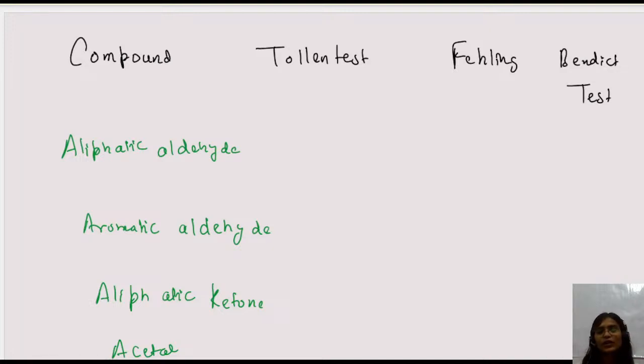Yes, please. Tollens test, aliphatic aldehyde: positive. All are positive? Yes, all are positive. So let's go back and see this: this is positive, positive, and positive. How about aromatic aldehyde, Tollens test? Just let me know the Tollens, because Fehling and Benedict we just discussed.